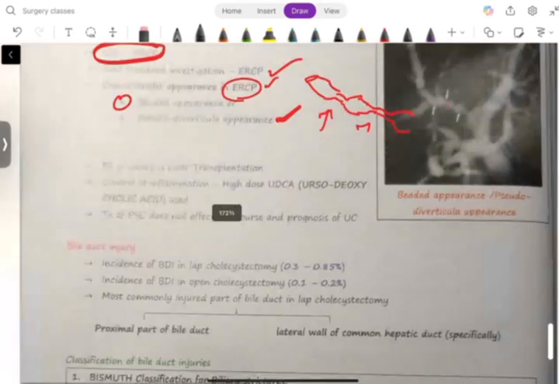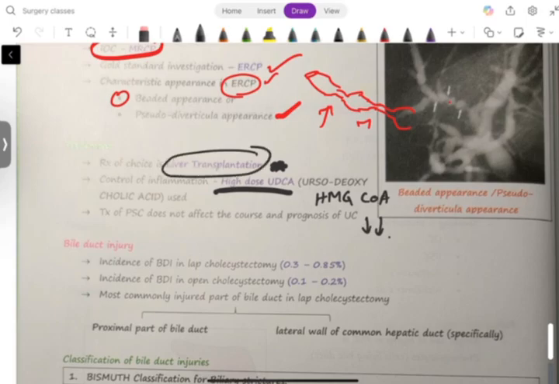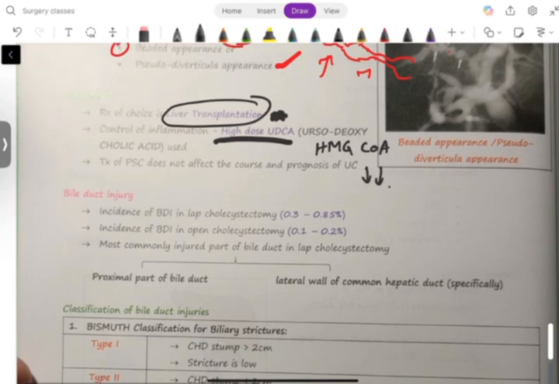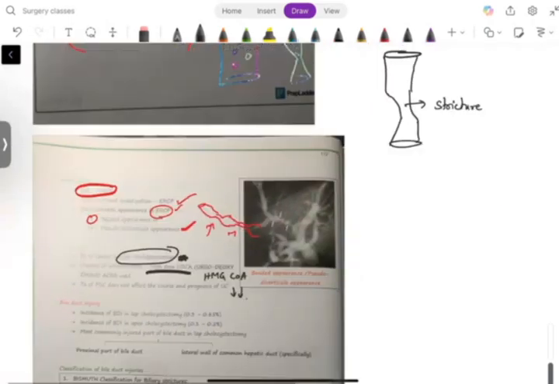Okay, so what is the treatment now? Basically, this is an autoimmune disease. We can treat with immunomodulator or immunosuppressant drugs or high dose UDCA. This is the medical management of gallstones I mentioned, ursodeoxycholic acid. Basically it inhibits the HMG CoA reductase enzyme and reduces the formation of gallstones. Whereas the definitive treatment, or treatment of choice, is liver transplantation. Okay, this comes to the end of primary sclerosing cholangitis.